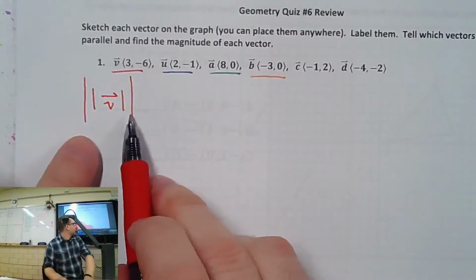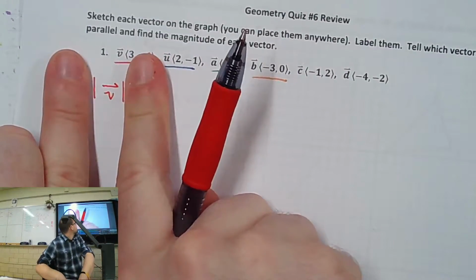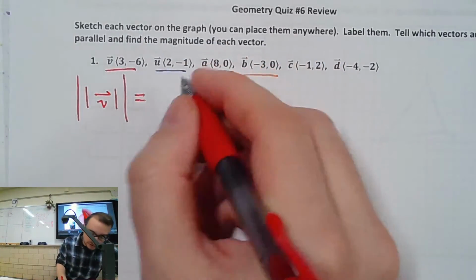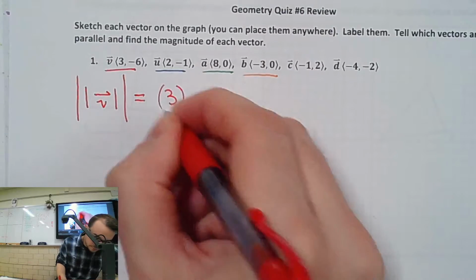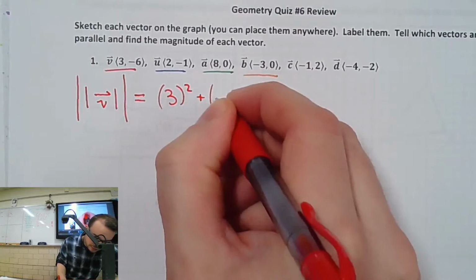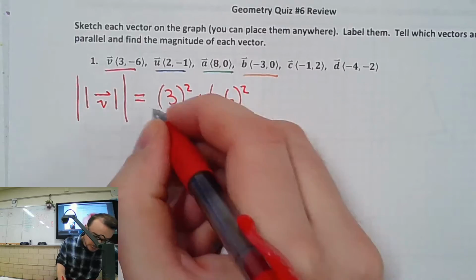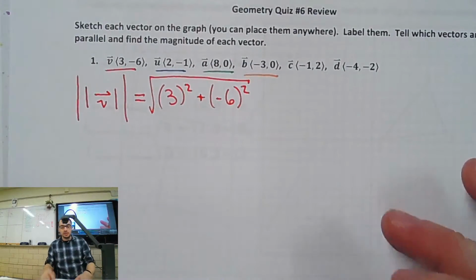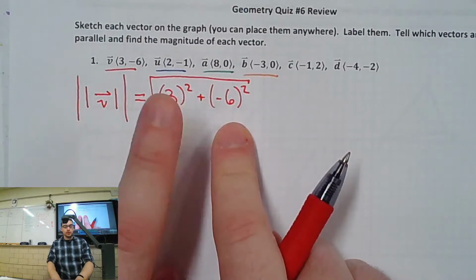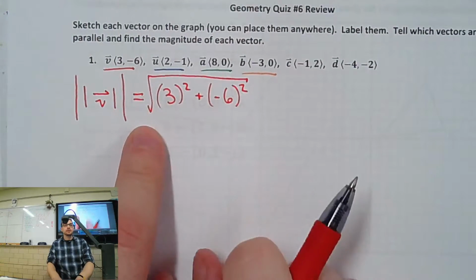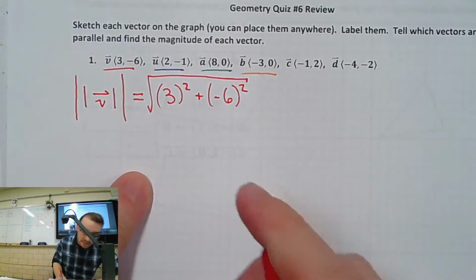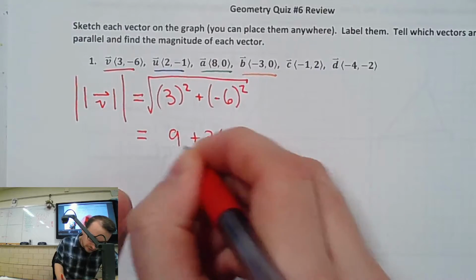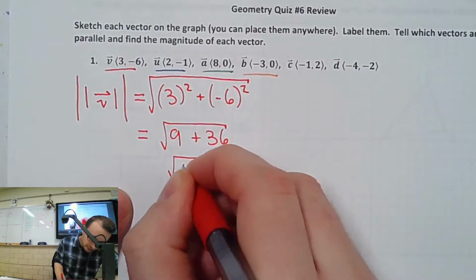I do it with 2 lines. You can do it with just 1 on each side. I do it with double. The magnitude of vector v is going to be the Pythagorean theorem of its components. So 3 squared plus negative 6 squared. And of course we root, because we want to know the length of it. Does everybody see how that's Pythagorean theorem? A squared plus b squared equals c squared, and then we root to get rid of the c squared. Which means the magnitude of vector v is 9 plus 36, all under the root, which is root 45 when simplified.